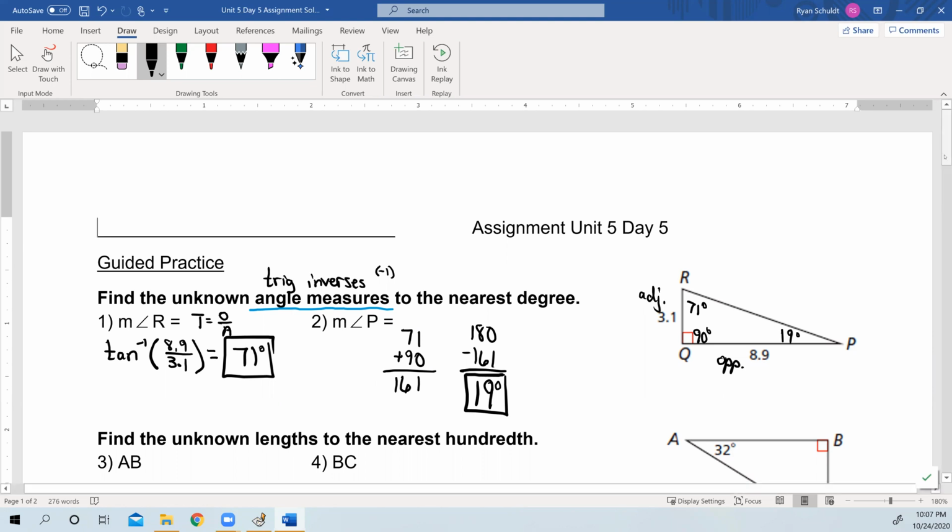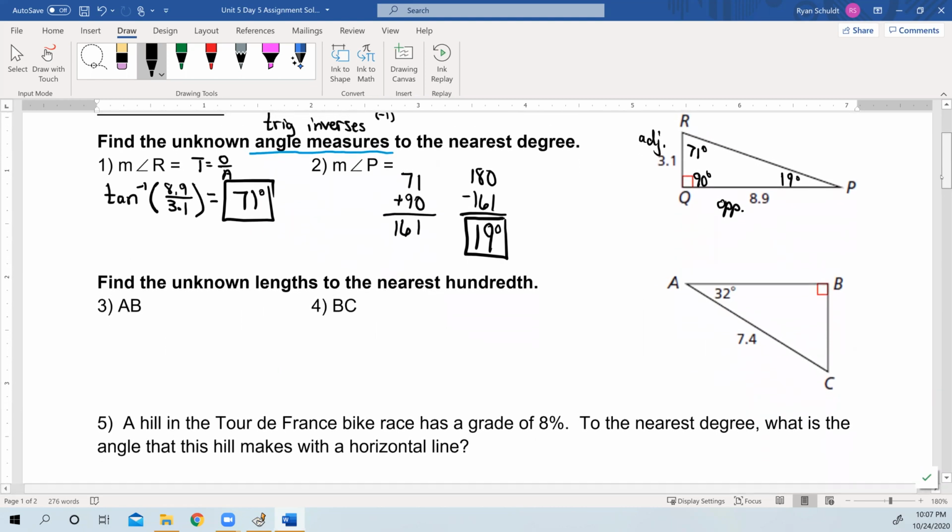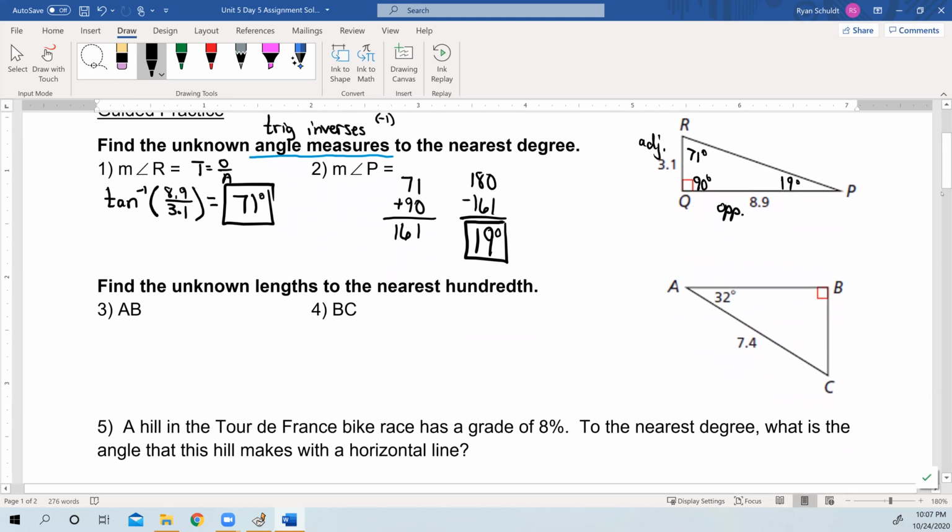Okay, so that takes care of 1 and 2. Now for the next one, they want us to find lengths. Lengths are just the normal trig ratios.